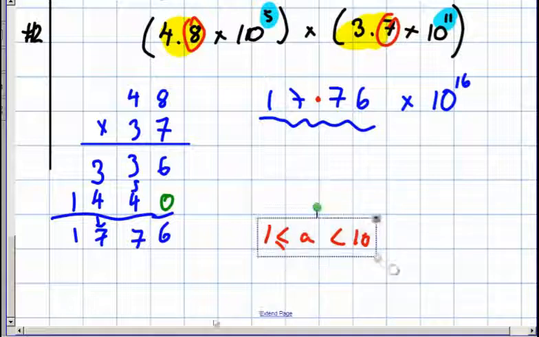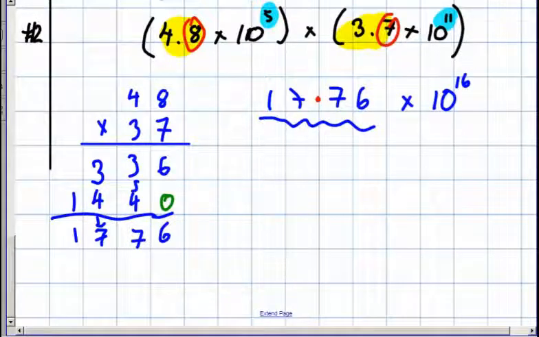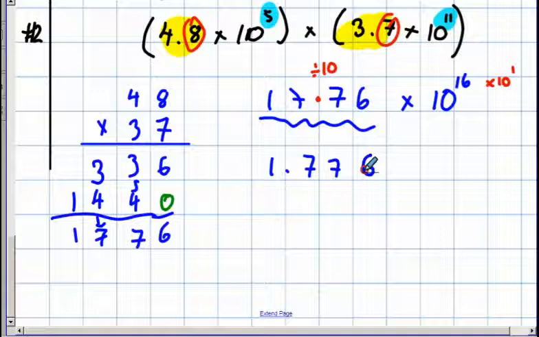What I do is this. I'm going to divide this number by 10. It's worth writing this down. And then, so it is the same number, I'm going to have to times the other part by 10. So they balance each other out. This has become 10 times smaller. The other part becomes 10 times bigger. So it becomes 1.776. Now, how do I make 10 to the 16 10 times bigger? Well, I just increase the power by 1.